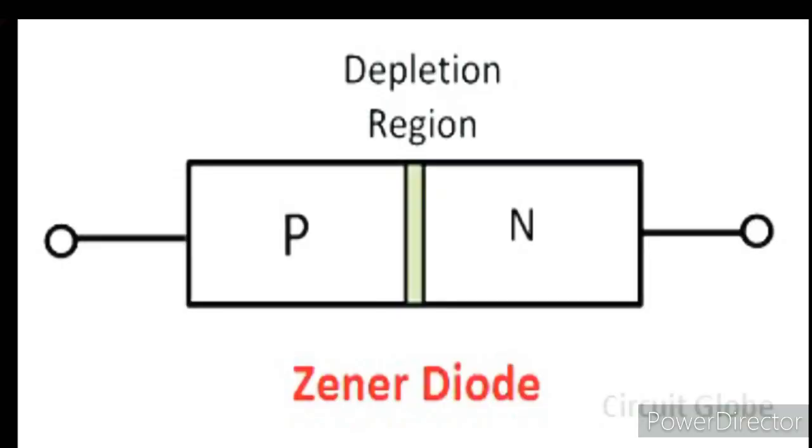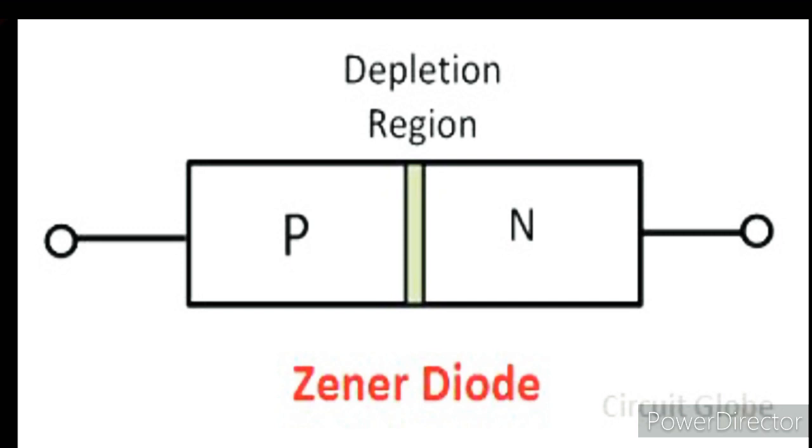When the impurity doping of the semiconductor is heavier than normal, the depletion layer produced is much thinner. In this case, when breakdown occurs, the charge carriers can pass through the depletion layer with very little chance of collision taking place. This type of breakdown is known as Zener breakdown, and such diodes are called Zener diodes.